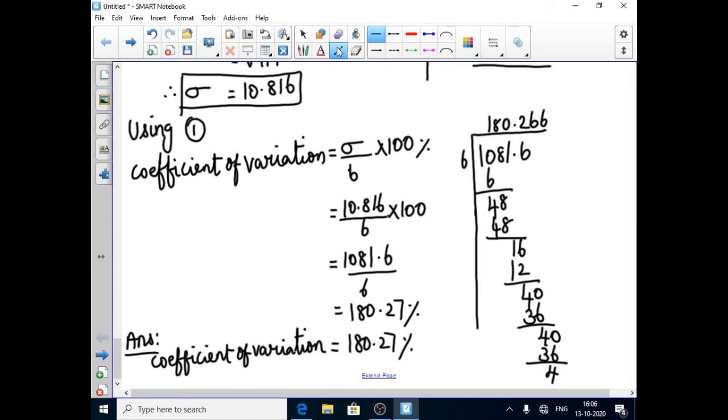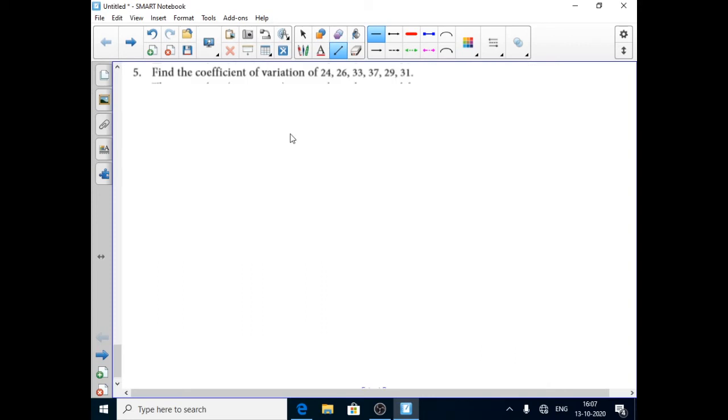Apply the formula. Find whatever they have asked. Find the coefficient of variation of the observations 24, 26, 33, 37, 29, 31. First we arrange in ascending order. For the coefficient of variation, mean and standard deviation, everything you have to find. So arranging in ascending order.